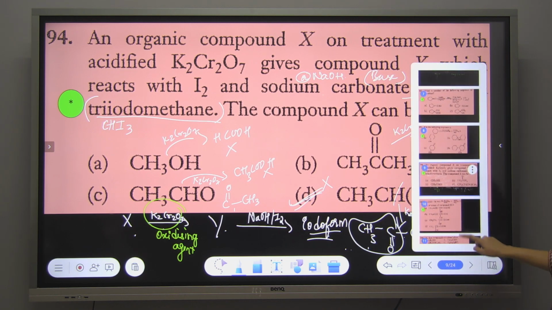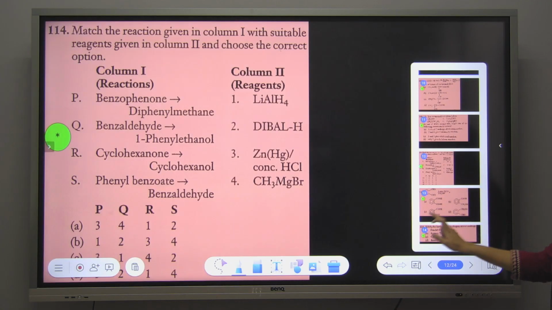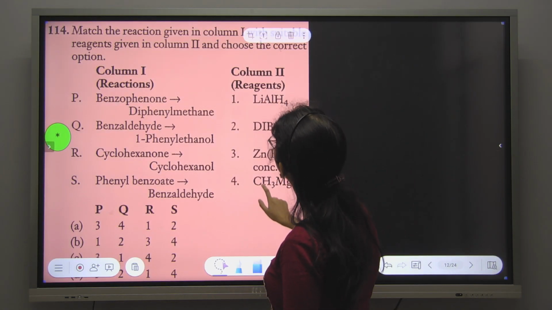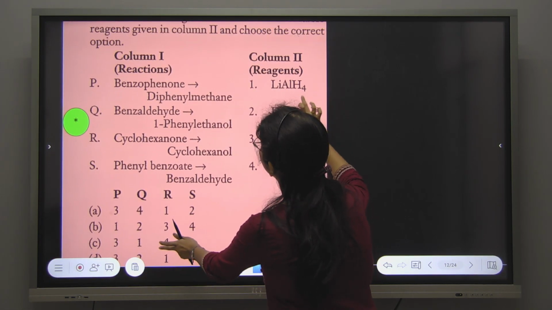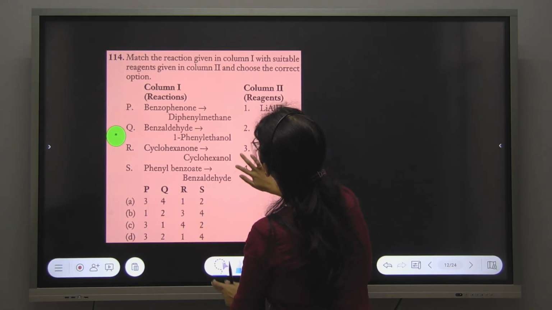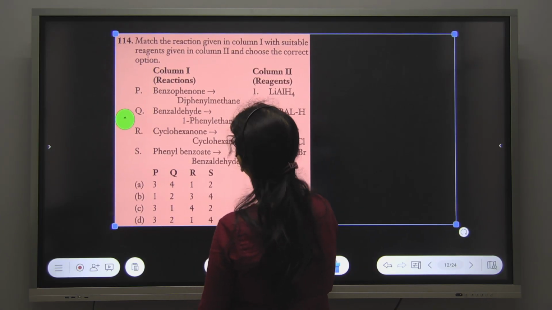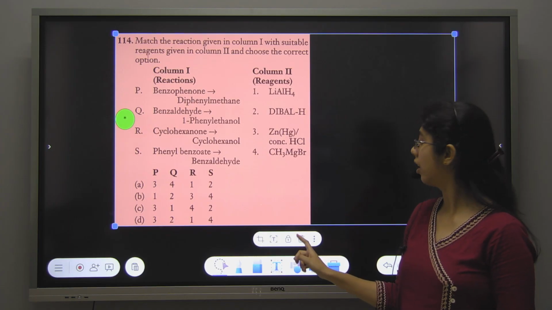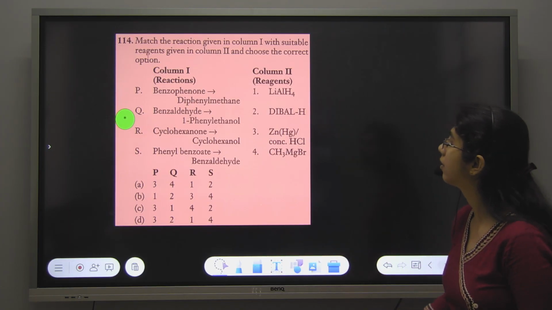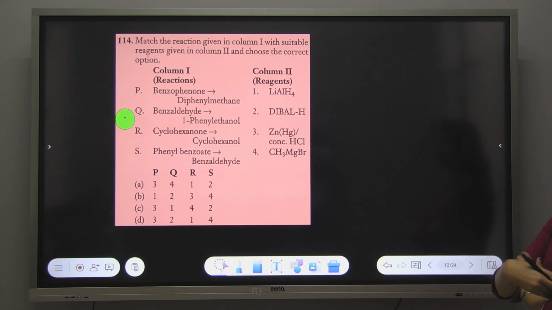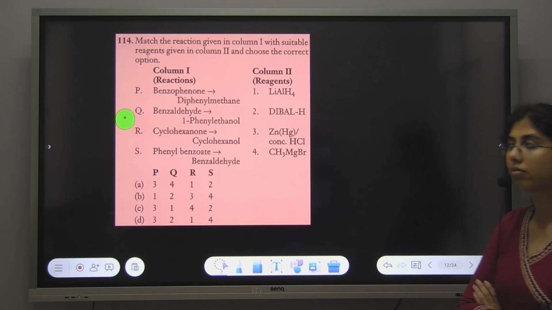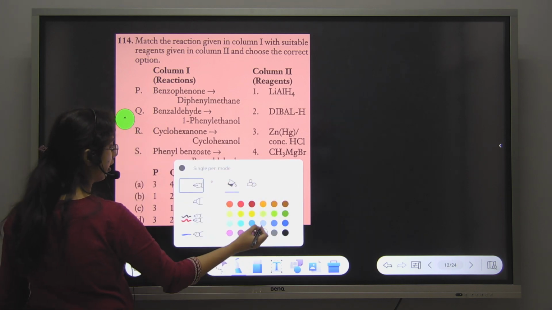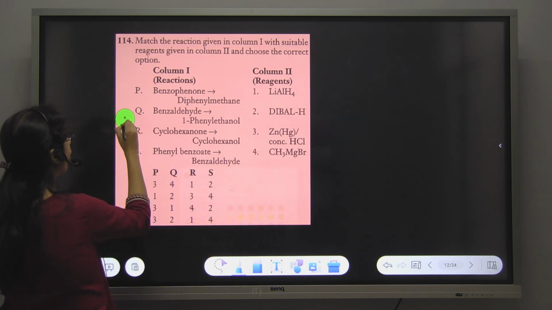Next. Can you try this? Is it visible now properly? Yes, ma'am. This is a 2-star question, I would say. Not very easy, but not too difficult.